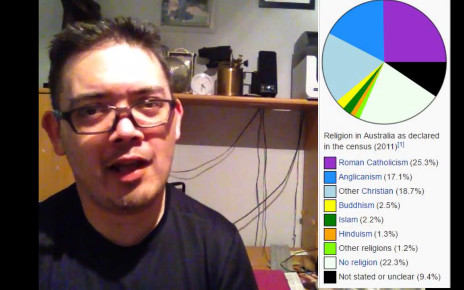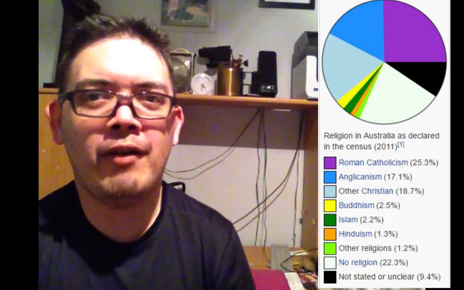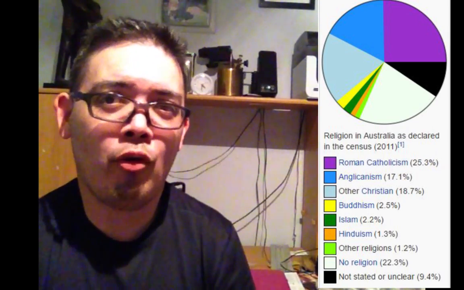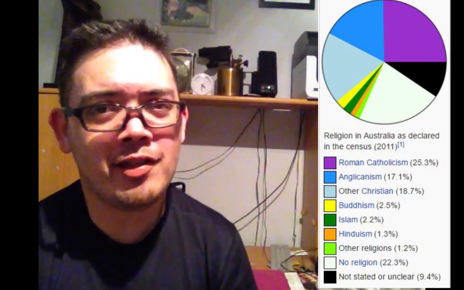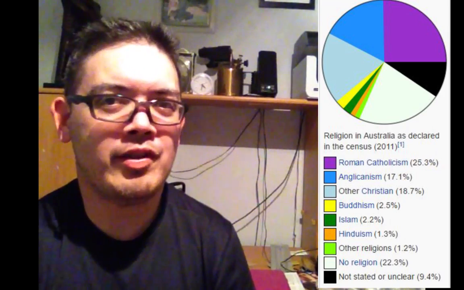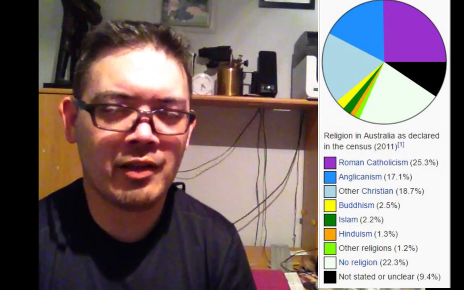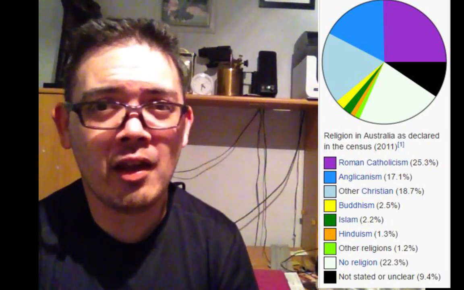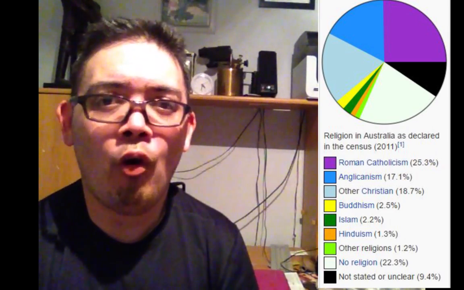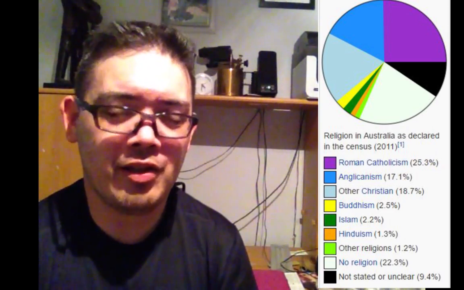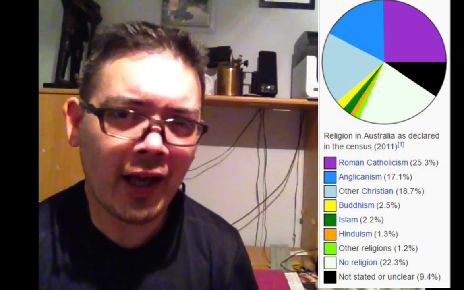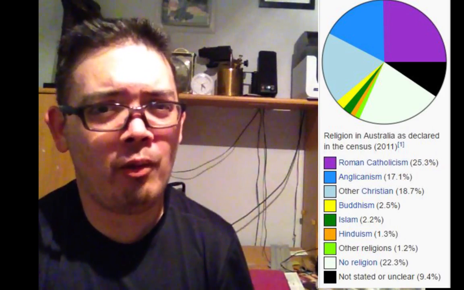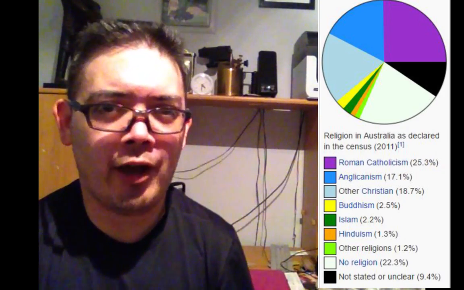In the 2011 census, Roman Catholics made up 25.3% of the Australian population. Anglicans, 17.1%. Other denominations such as Pentecostals, Baptists, Presbyterians, 18.7%. Now understand that these figures do not take into account individual statements of faith, whether they attend a local church, or even if they understand the gospel message itself. But even if we were to cut these percentages in half, we're still talking at least 30% of the Australian population identifies with the Judeo-Christian worldview.